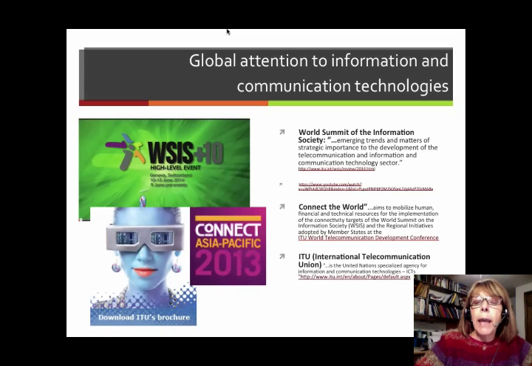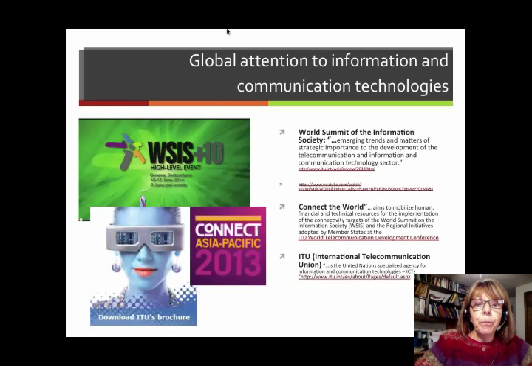Connect the World aims to mobilize human, financial, and technical resources. And there's one graphic here for Connect Asia Pacific, but there are a number of different Connect conferences and publications for different locations around the world. So you can look at this site to see if they have done anything in the part of the world where you're living, and to also look out to see what they're doing globally.